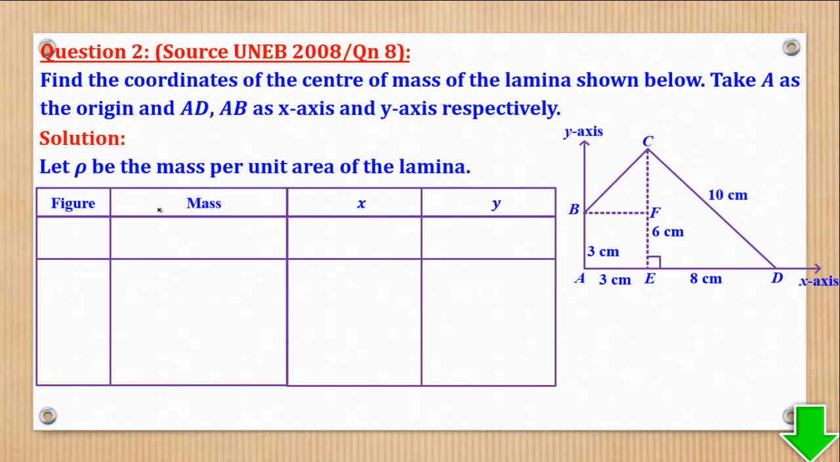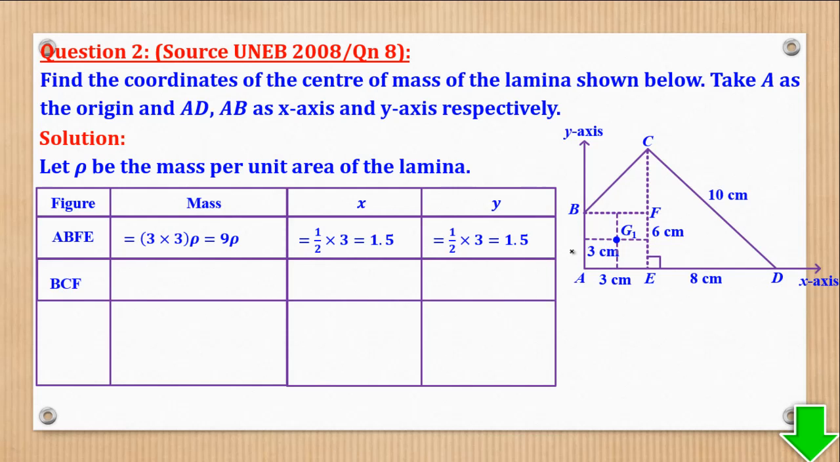So we shall go shape by shape. Let's start with ABFE, which is the square. The area will be length times width, which is 3 times 3 times rho to give you 9 rho, which is the mass. Then the x coordinate, remember it is half half. Half of 3 is 1.5. Half of 3 is 1.5. That's how you can get x coordinate, y coordinate.